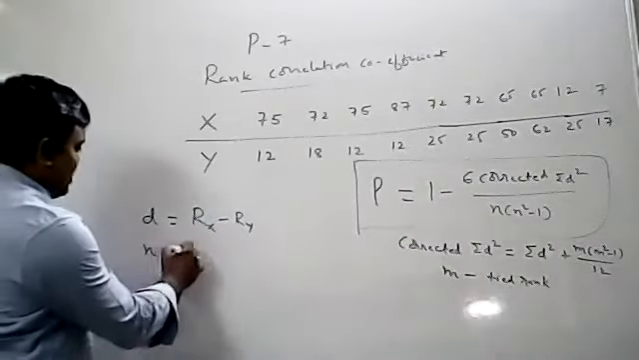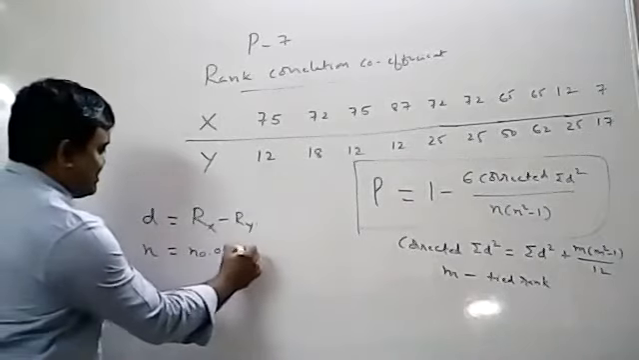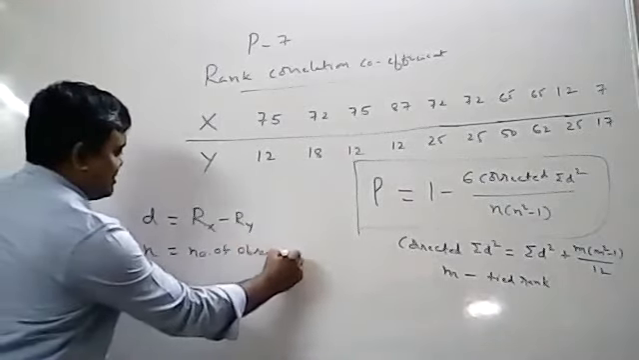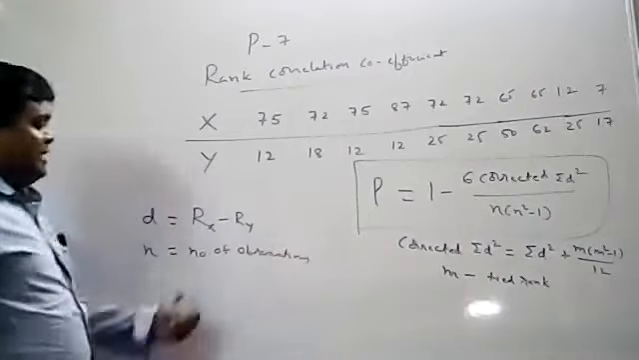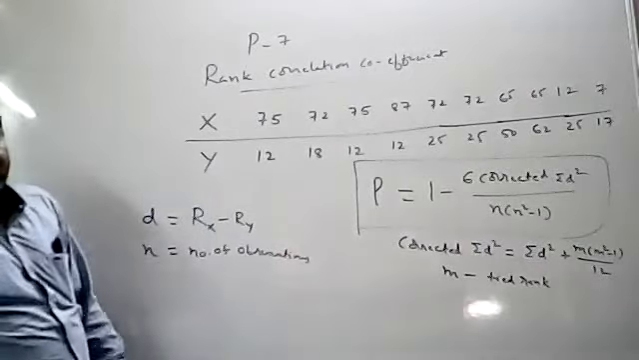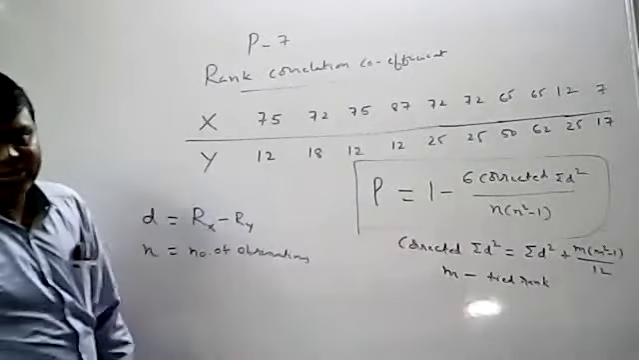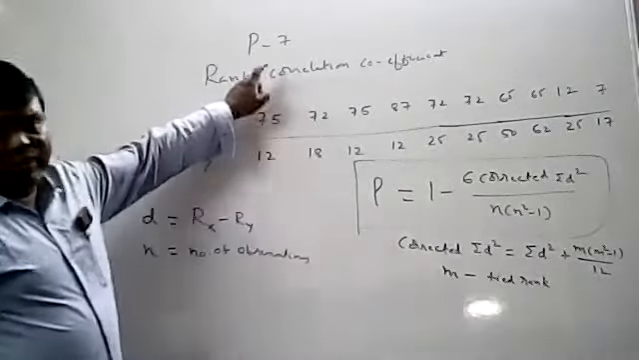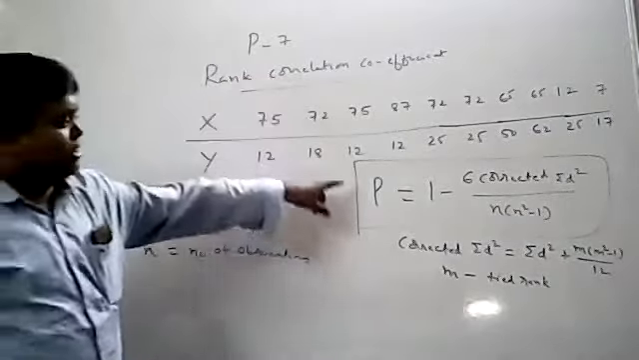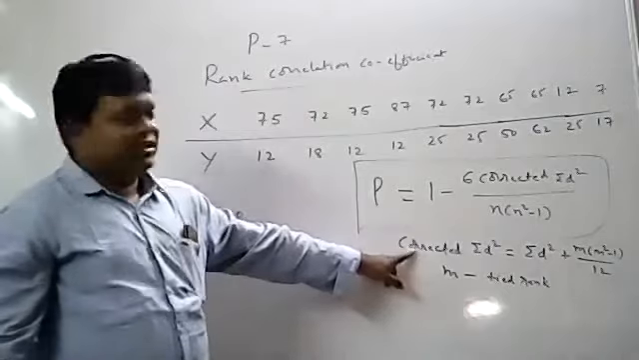The last symbol is small n. Small n is nothing but the number of observations. So these are the formulas we will use to calculate the rho value, the rank correlation coefficient. So the rho formula, after that, corrected summation D square.